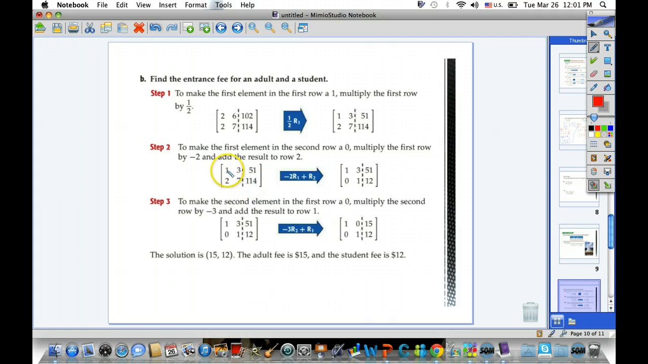So 2 times -2 is -2, plus 2, you get 0. 3 times -2 is -6, plus 7 is 1. 51 times -2 plus 114 is 12. So here I have a nice 1 and a 0. Next step, I want to make this into a 0. How do I do that? Multiply the second row by -3 and then add it to the first row. So 0 times -3 is 0, added to 1, you have 1. 1 times -3 plus 3, you got your 0. 12 times -3 plus 51, you get 15. Now you have 1, 0, 0, 1. So your answer is 15 and 12. That means the adult fee is 15 and the student fee is 12.